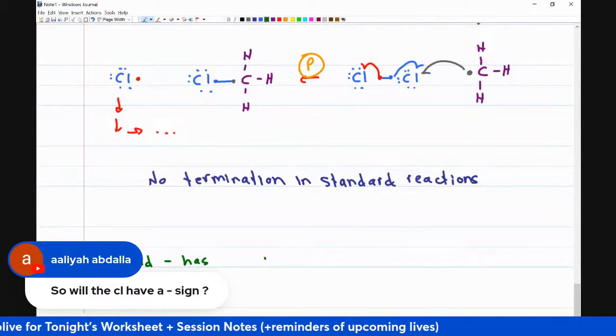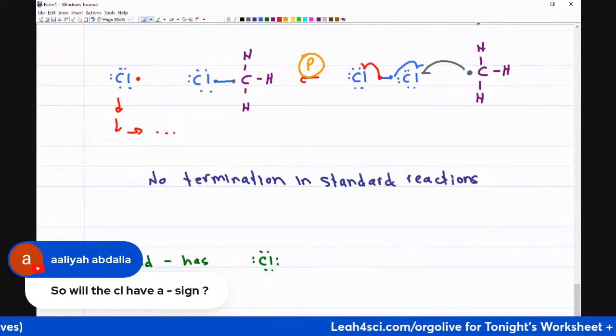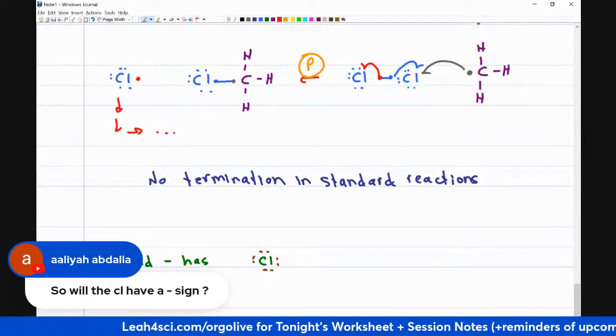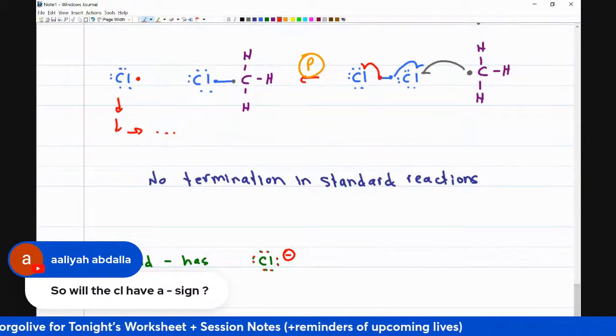If I have a typical Cl- ion off somewhere in solution, chlorine should have a total of 7 valence electrons. Directly around this one, I have 8 valence electrons. 7 minus 8 is equal to -1. This is a chloride anion, a negative ion.